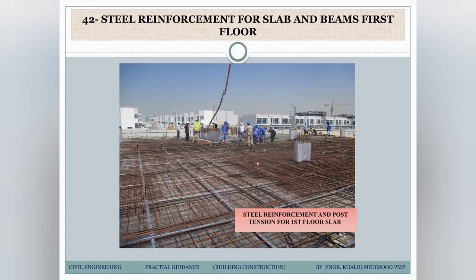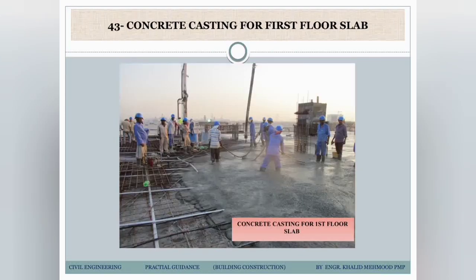Now we are fixing the steel reinforcement and the post tension. You can see in this photo the steel is done, the post tension is done. We are ready to cast the first floor slab. So here we are casting the first floor slab. You can see the first floor slab concrete casting is going on with the concrete pumps. So for the first floor slab, the concrete is done.